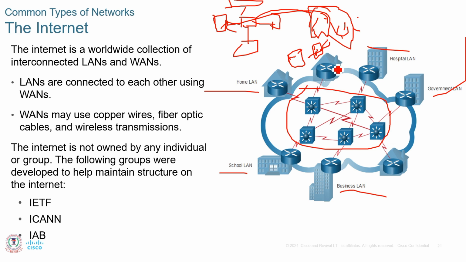So that is network, and this network is not owned by an individual or a group, but a particular group helps to maintain the structure of the internet. And you can see the groups, the IETF, the ICANN, and the IAB.